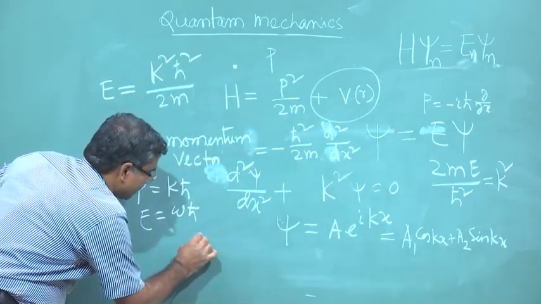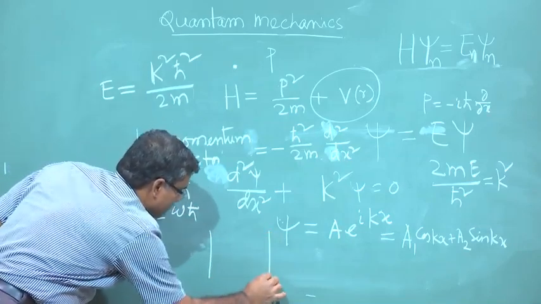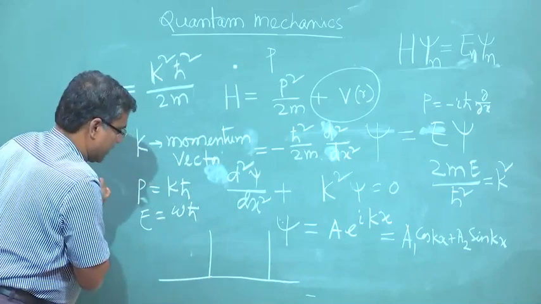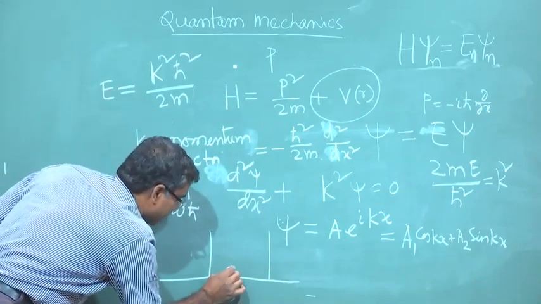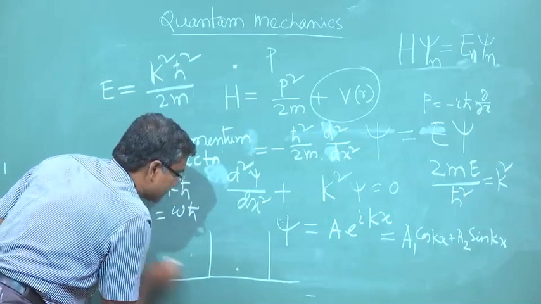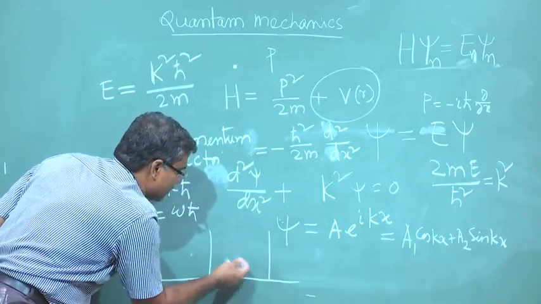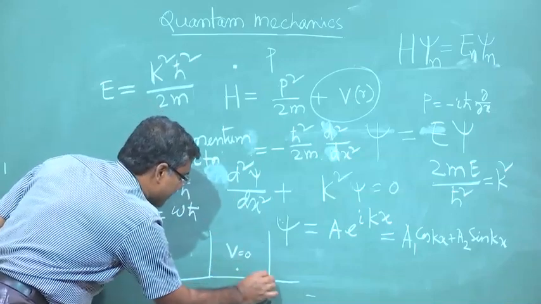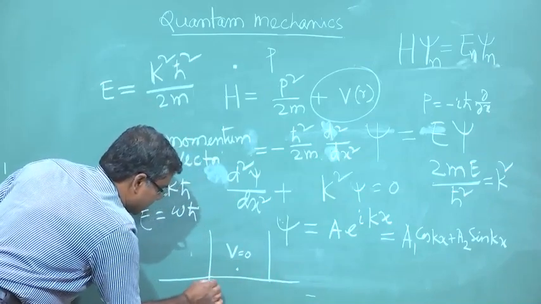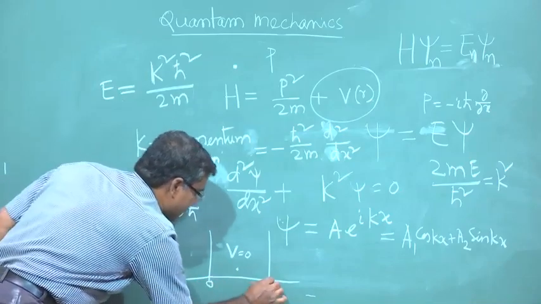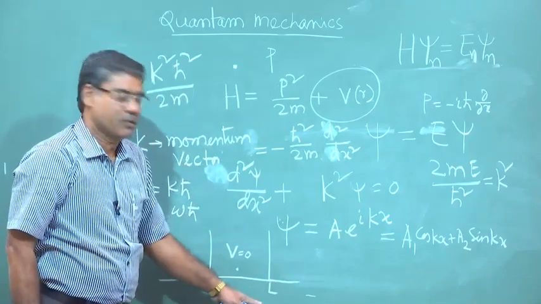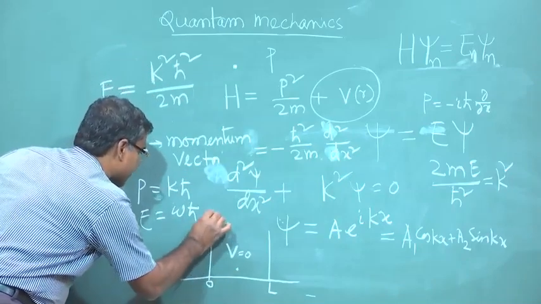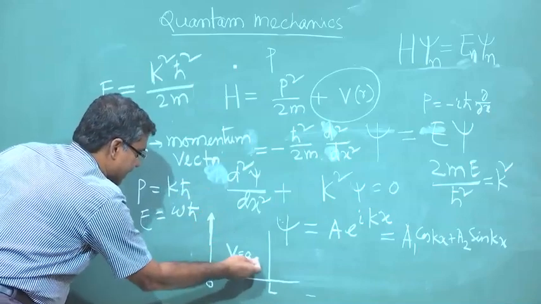So this is a one-dimensional box. The particle is in this box, so it is free to move. That means its potential is 0 inside, but at this position, 0, and this position, L, the potential V is very high. This particle cannot go out.